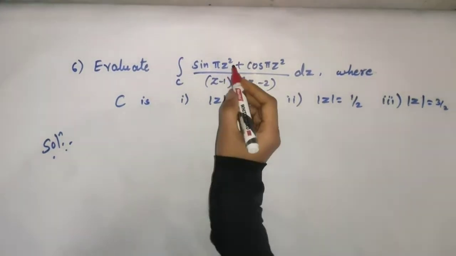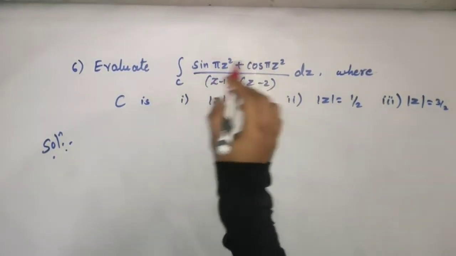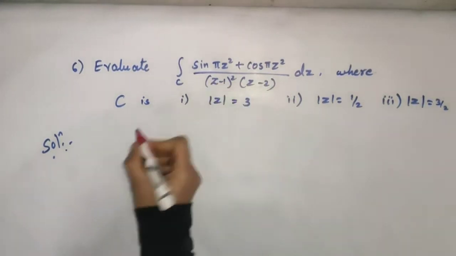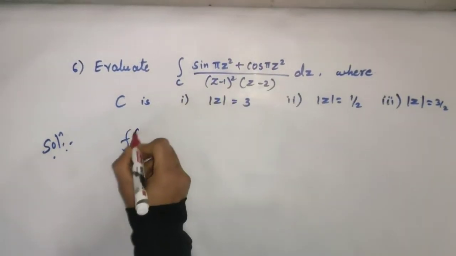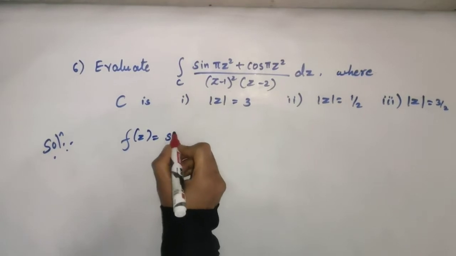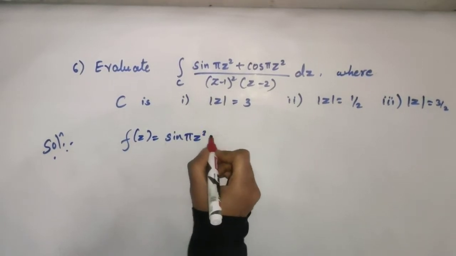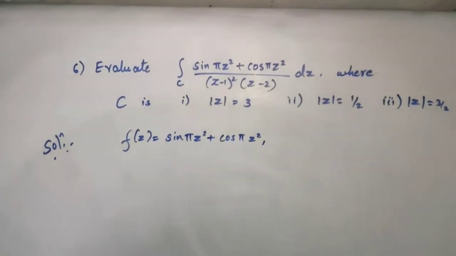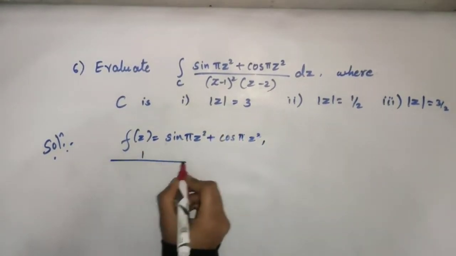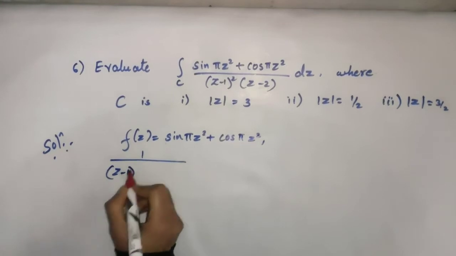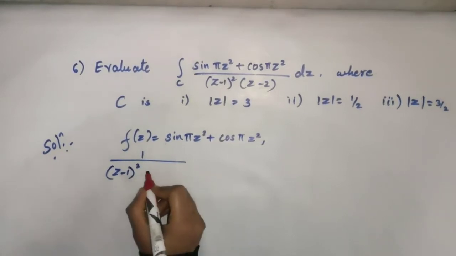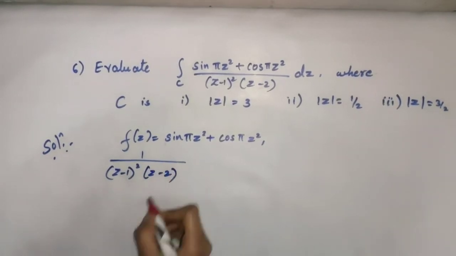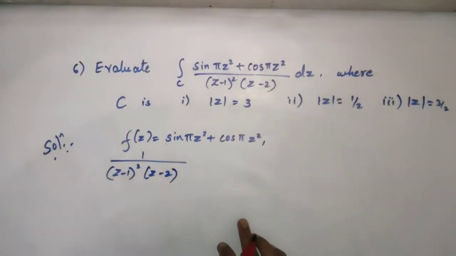From this problem, it's clear that the numerator is your f of z. Your f of z is sine pi z square plus cos pi z square. Now the remaining part, which is 1 divided by z minus 1 whole square into z minus 2, we need to resolve into partial fractions.